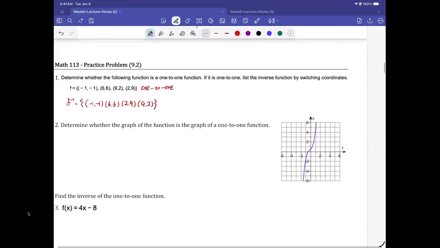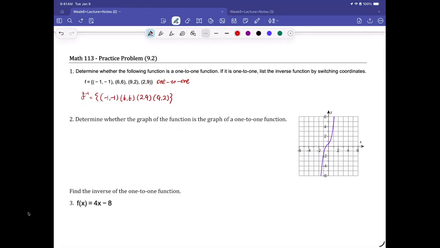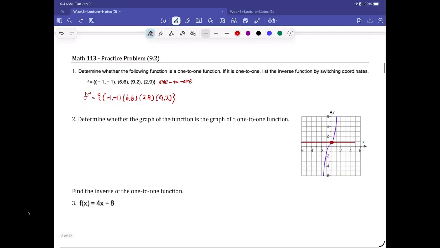And number 2 is just the graph. If you draw the horizontal line and it touches only one time, that's why this is a one-to-one function, because it touches only one time, right?